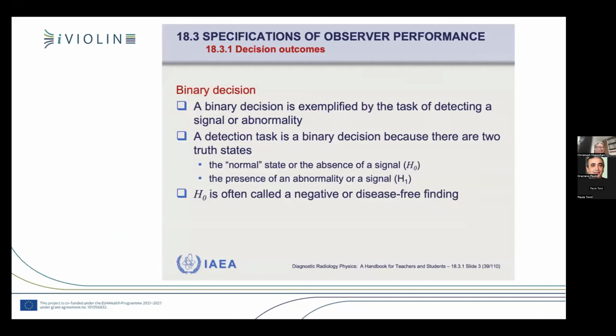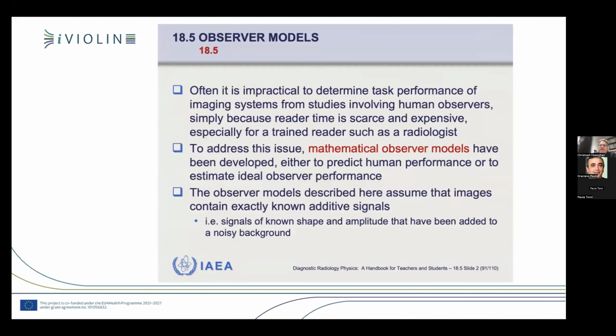So because of that, people thought about looking for the decision, and typically we have a binary decision. This is exemplified by the task of detecting a signal or abnormality. A detection task is a binary decision because there are two true states: the normal state, the absence of a signal, and the presence of an abnormality or a signal. H0 is, by the way, often called a negative or disease-free finding.